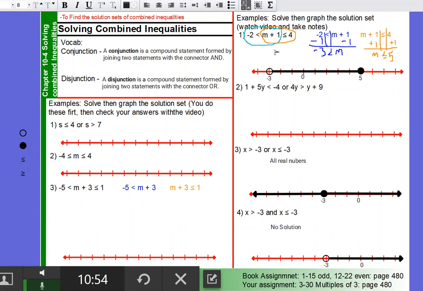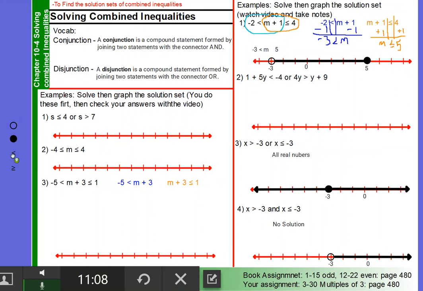And if I were to write this as an answer, I would simply have -3 is less than m, which is less than or equal to 5. Now I know I left that blank because I'm going to borrow this thing over here. And I'm going to stick it right there. All right, there we go. So the complete answer for this problem is the number line as well as the conjunction that is written right here. So that's the final answer.